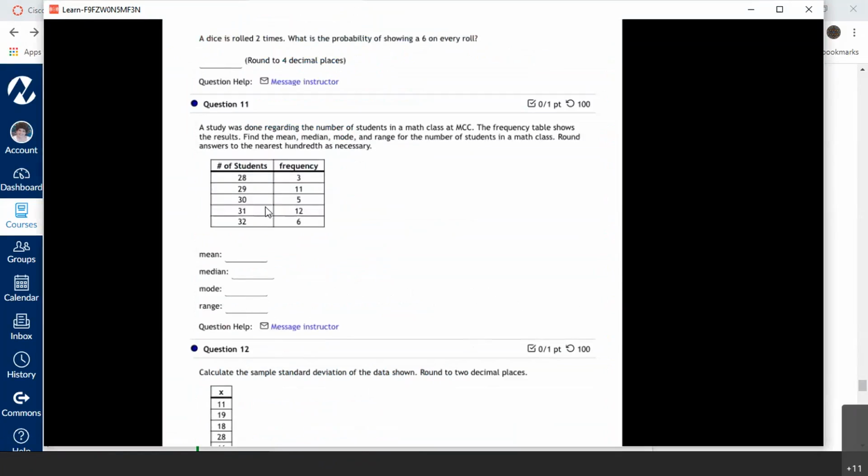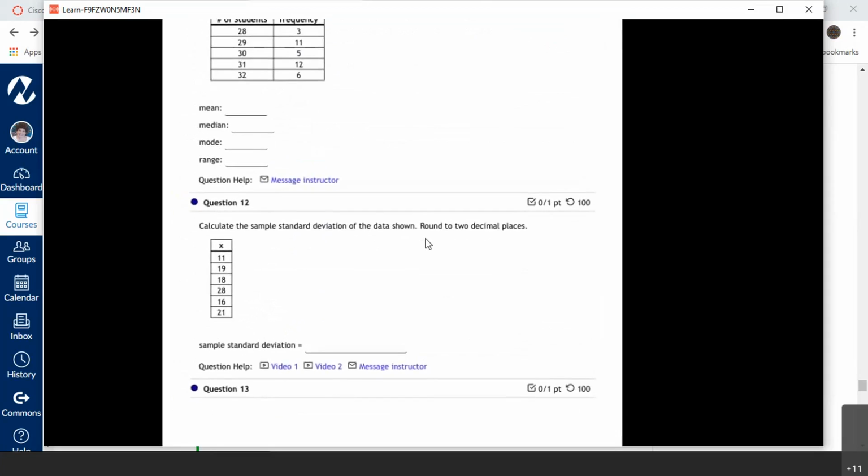Range is easy. Range is the highest and lowest. Mode is the number that happens the most frequently in this distribution. That's the one that occurs 12 times, 31. So these you can do just by looking at the table; for mean and median, use the one variable statistics calculator. Same thing for number 12, calculate the standard deviation. Don't do it by hand. Use the descriptive statistics calculator. Make sure you're looking at sample standard deviation.